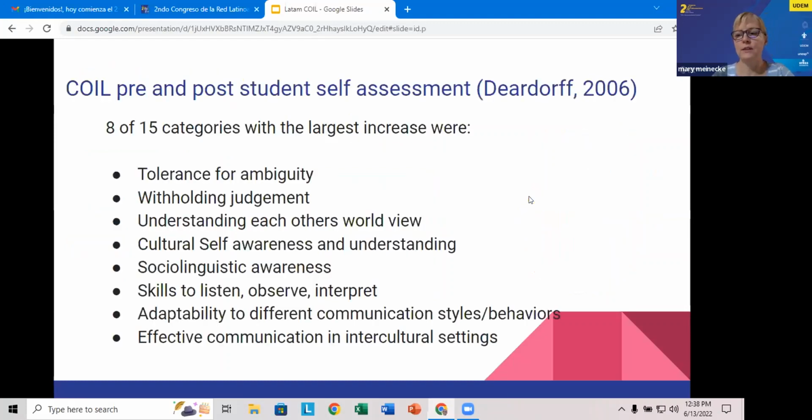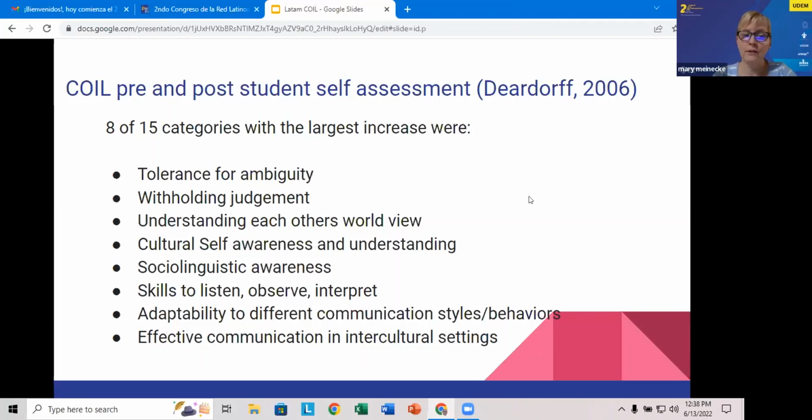Now, we used the Deardorff Cultural Competence Self-Assessment from 2006, and approximately 64 out of 80 students took both the pre and post test. The pre-test was administered before the COIL collaboration started and the post-test afterwards. In addition, the students also did a final written reflection, for each student, for each teacher, and I'll share some of their quotes later on.